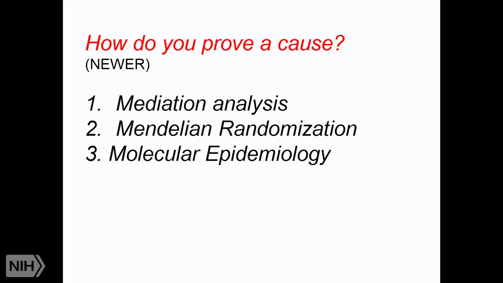One of them is mediation analysis, and this refers to when you have an independent variable and a dependent variable, and you have an intermediary variable in between them. And so mediation analysis involves mathematical techniques to relate each to the other and try to infer something about cause. Mendelian randomization refers to using genetic markers to infer causality.